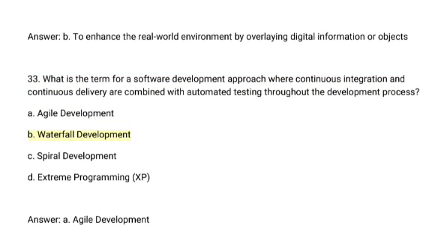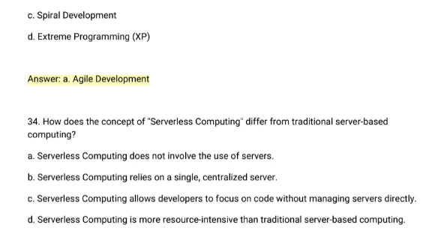33. What is the term for a software development approach where continuous integration and continuous delivery are combined with automated testing throughout the development process? A. Agile development. B. Waterfall development. C. Spiral development. D. Extreme programming (XP). Answer. A. Agile development.